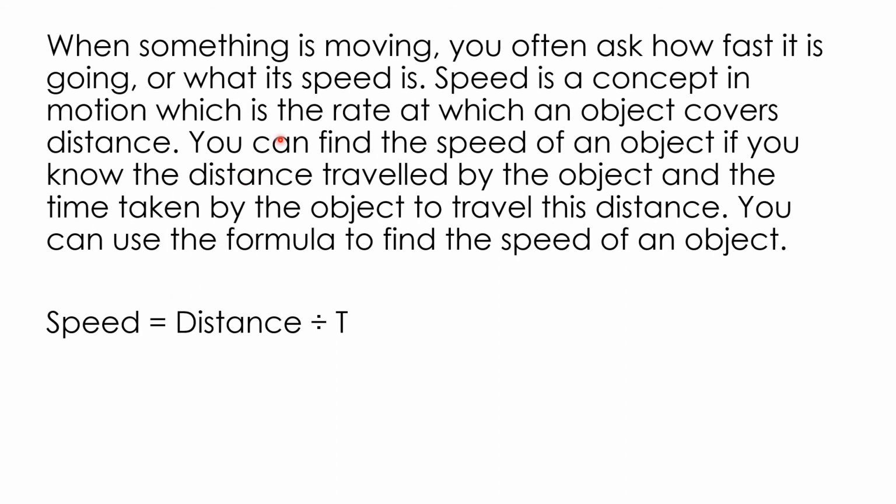When something is moving, you often ask how fast it is going or what its speed is. Speed is a concept in motion, which is the rate at which an object covers distance. You can find the speed of an object if you know the distance traveled by the object and the time taken by the object to travel this distance. You can use the formula to find the speed of an object. So, what is the formula? Speed is equals to distance divided by time.